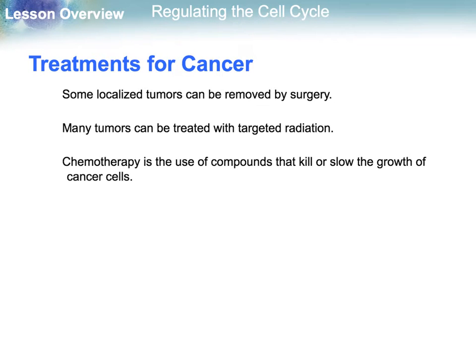When we talk about treating cancers, sometimes for localized tumors, we remove them by surgery. Many tumors can be treated by using targeted radiation. Others will be treated with chemotherapy, which uses compounds that kill or slow the growth of cancer cells. More often than not, we usually use a combination of two or all three of them to treat certain types of cancer. How they are chosen depends upon the genome of the cancer and also on the type of cancer that they see.